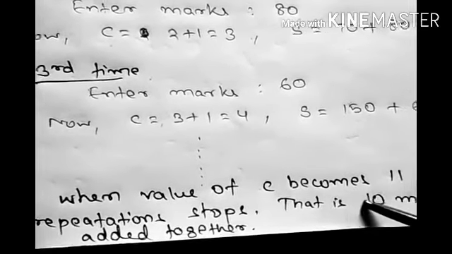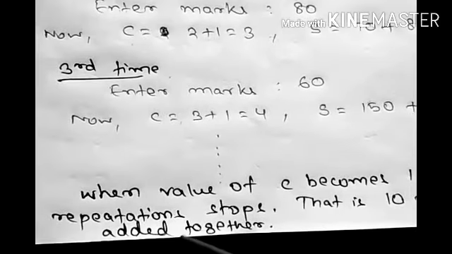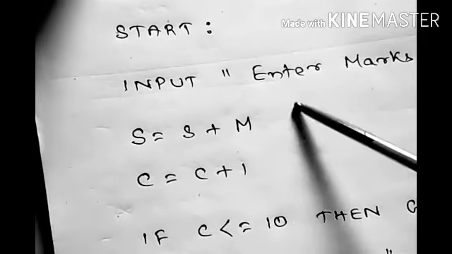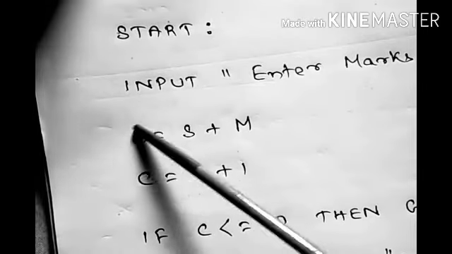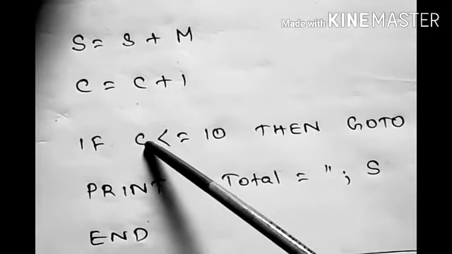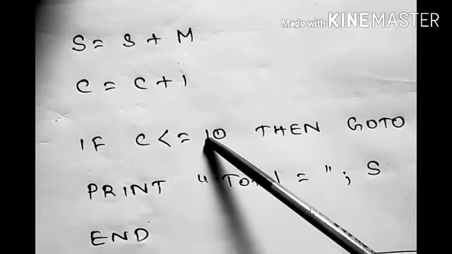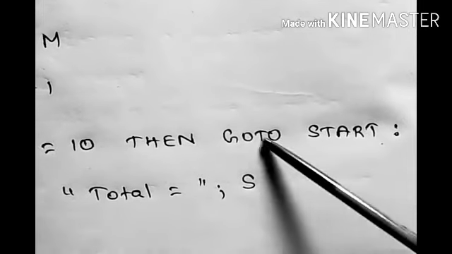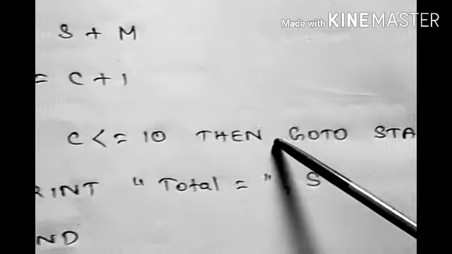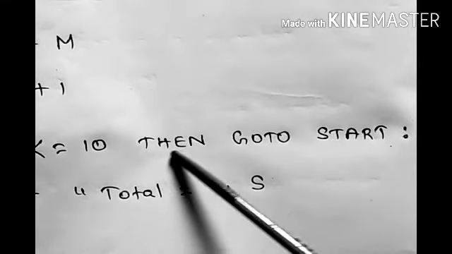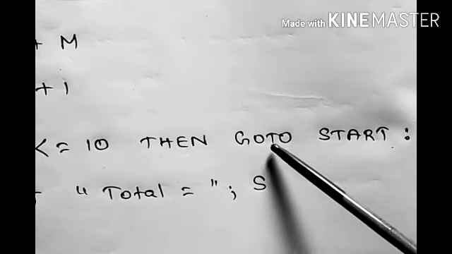When the value of C becomes 11, repetition stops, that is, 10 marks are added together. 10 times this process executes and 10 subjects are added, and the total is stored in S. When the value of counter C becomes 11, this condition becomes false and it does not execute this goto statement again. The condition has become false, so whatever is after this then statement will not be executed, and it will go to the next line.